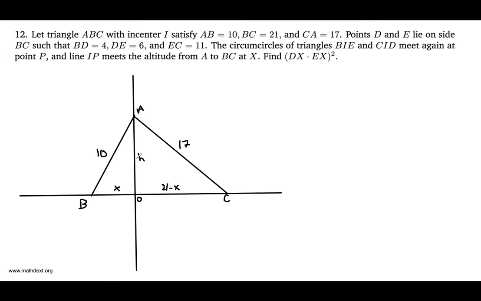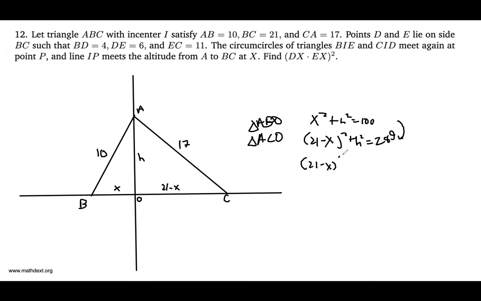Now we can use the Pythagorean theorem on triangle ABO and triangle ACO. The Pythagorean theorem on triangle ABO states that x squared plus h squared is equal to 100. On triangle ACO, it tells us that (21 minus x) squared plus h squared equals 17 squared, which is 289. If we subtract the first equation from the second, we get (21 minus x) squared plus h squared minus x squared minus h squared is equal to 289 minus 100, so 189. The h squared terms cancel out, and we're left with (21 minus x) squared minus x squared equals 189.